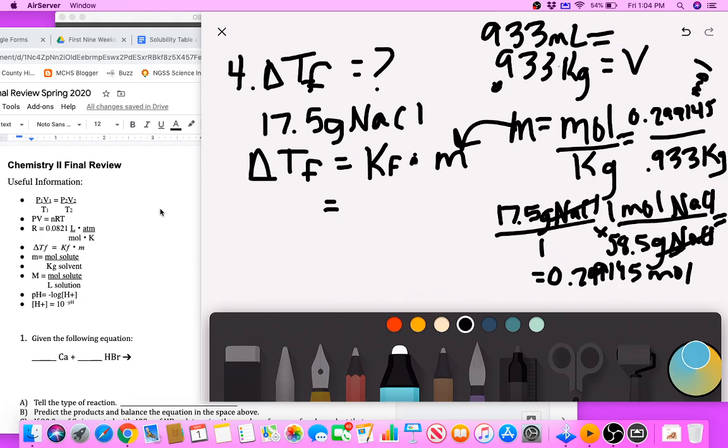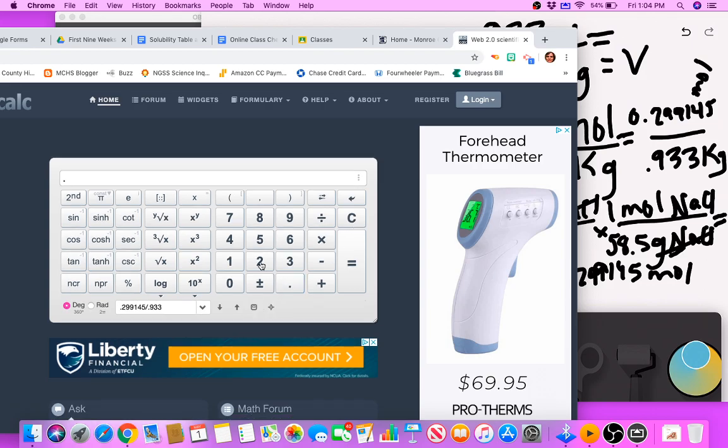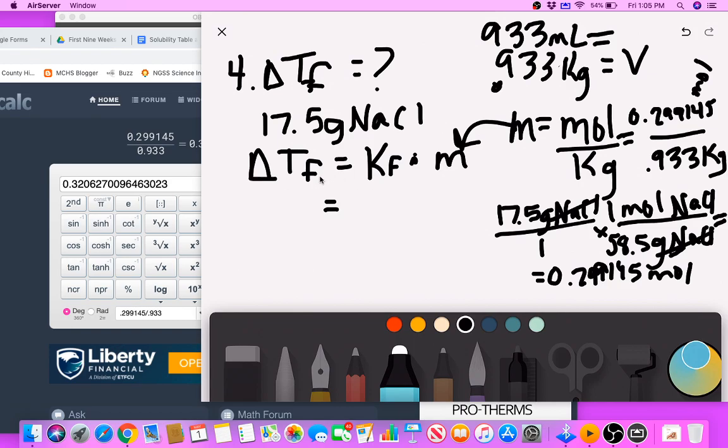And I think we had just done that, and we got 0.320. But I'm going to check that again just to make sure, because it's been a minute since we did that. 0.299145 divided by 0.933. And yes, that gives us 0.320627, and so on and so forth. And again, we're not rounding yet because this is not our final answer, but we are going to substitute that amount in for molality in our delta TF equation.